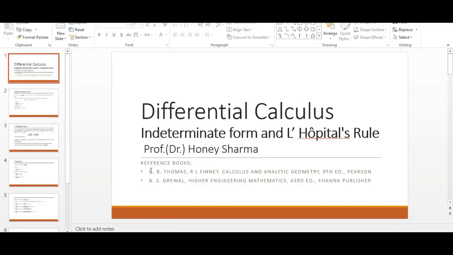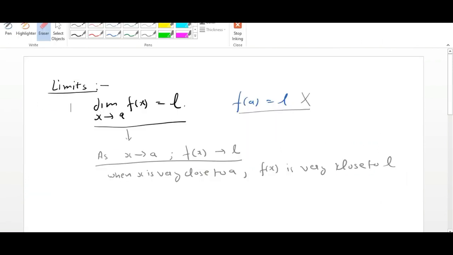And we will refer these two books: G.B. Thomas and R.L. Finney, Calculus and Analytic Geometry, and the second one is B.S. Grewal, Higher Engineering Mathematics. So first we'll study limits.